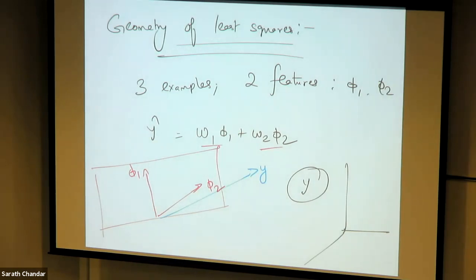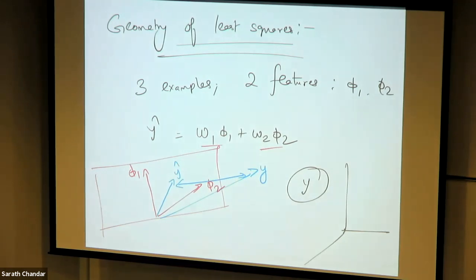It comes out of this space. Now linear regression cannot achieve this solution. On the other hand, what it can achieve is something like this, such that the distance between y hat and y is as close as possible. Is that clear?